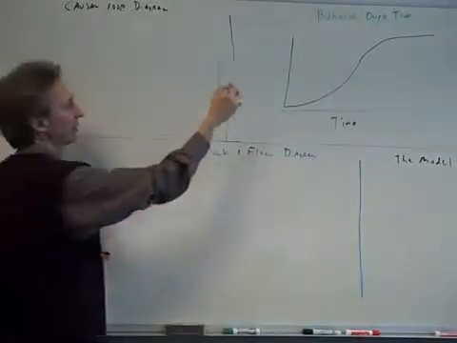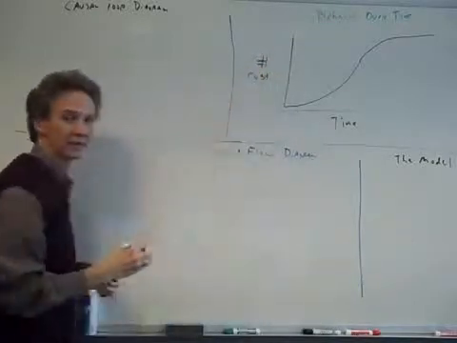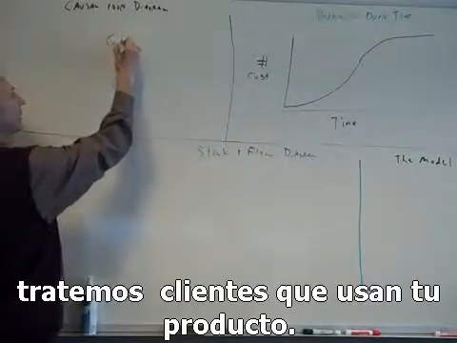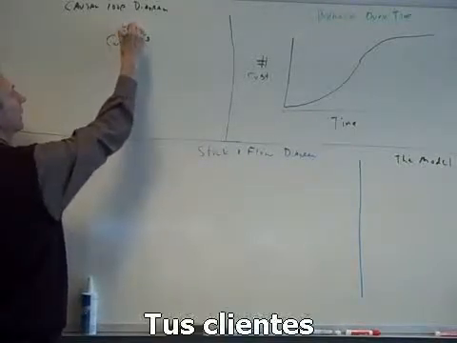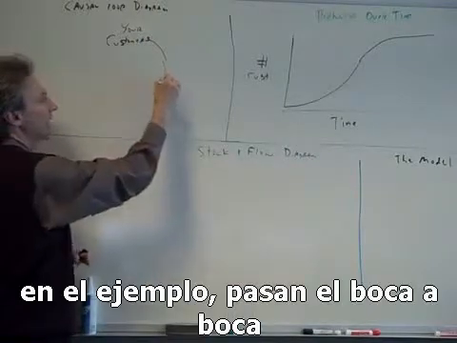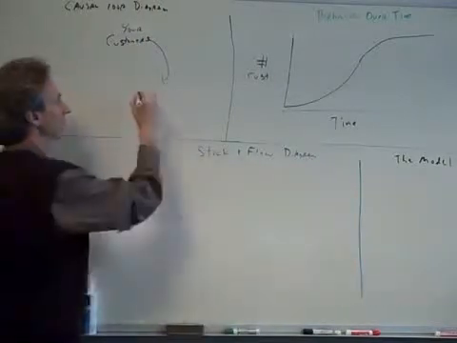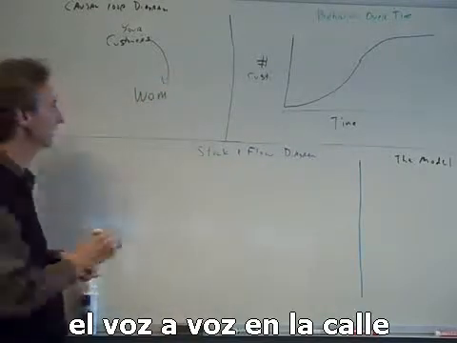So we'll do number of customers. So these are customers that use your product. Okay? So let's draw it. So customers that use your product, I'll just say your customers. That drives, in our example, positive word of mouth. And so I'll just write WOM. That's kind of word of mouth out in the industry.